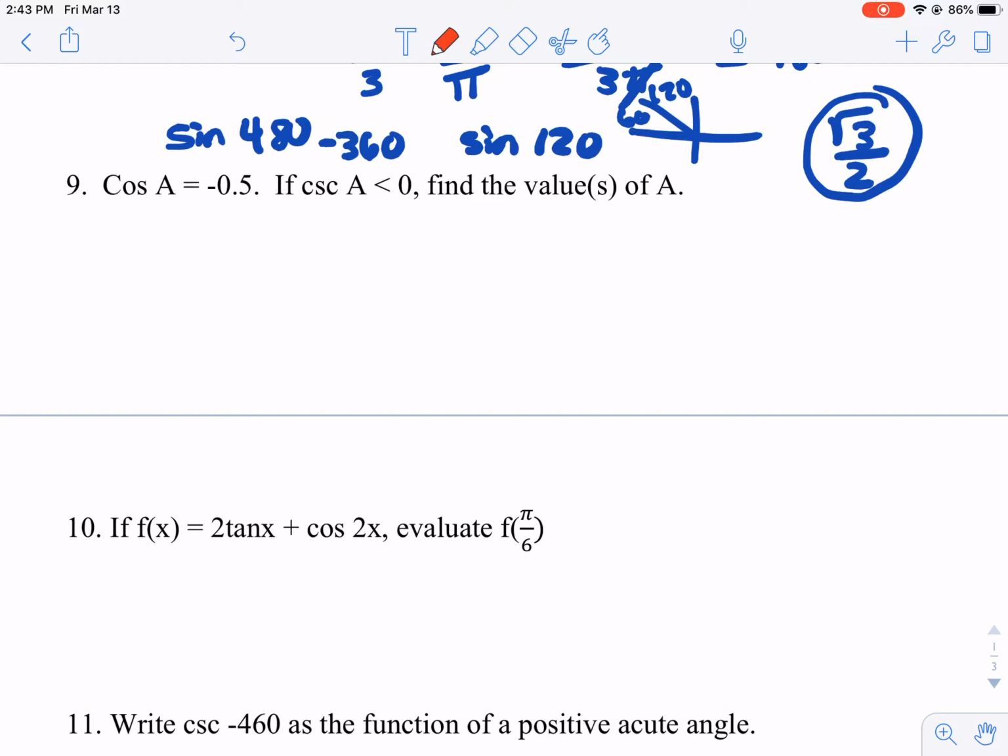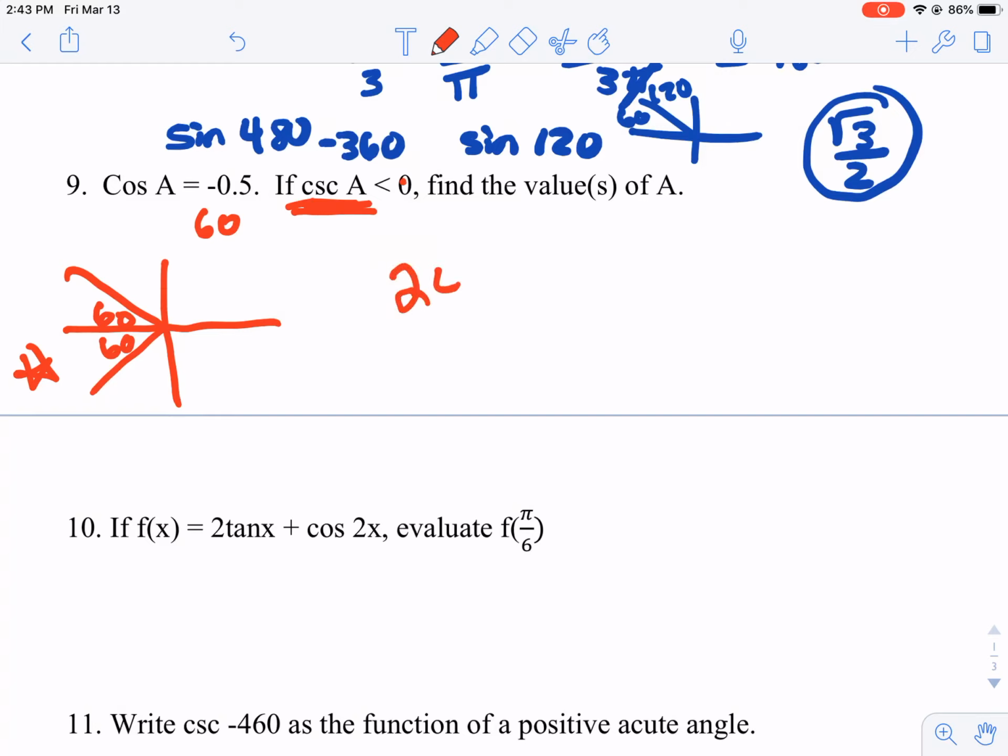Cosine of a half means we have a reference angle of 60 degrees. Cosine is negative in the second and third quadrants, so it's either one of those two places. But cosecant is the reciprocal of sine, and sine less than 0 means sine's supposed to be negative. Sine is negative down here in the third quadrant, so we're only talking about the angle in the third quadrant. 180 plus 60 more means that we're talking about a 240 degree angle.